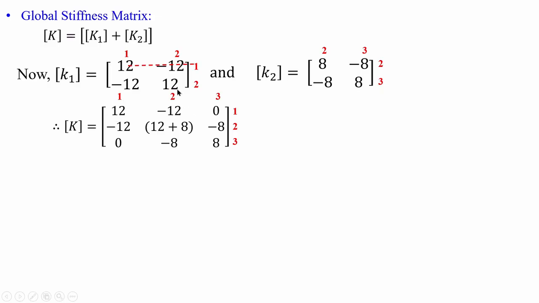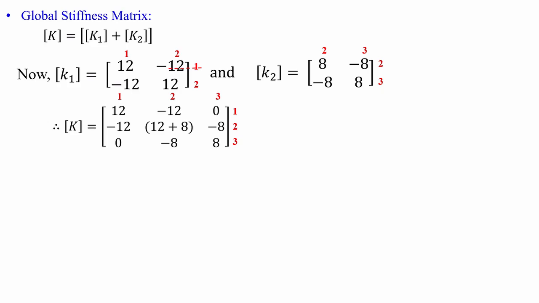Similarly, for the second element of the global stiffness matrix, we have to look for column number 2 and row number 1. So we have minus 12. So the second element is minus 12. Similarly, to write the third element of row 1 of the global stiffness matrix, we have to look for column number 3 and row number 1. We have column number 3, but row number 1 we do not have. So the element is 0.